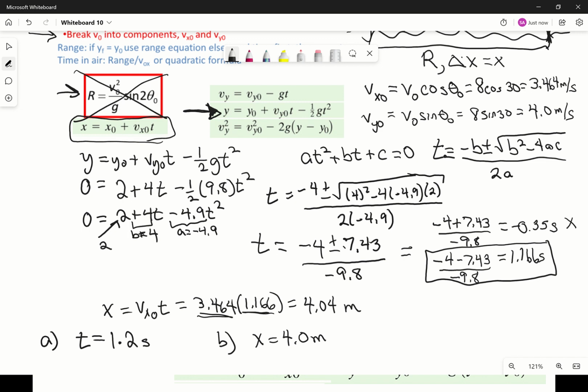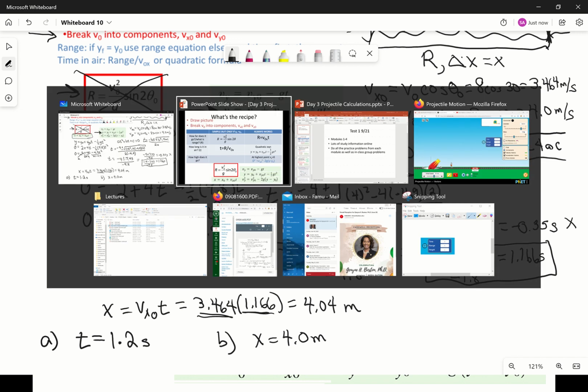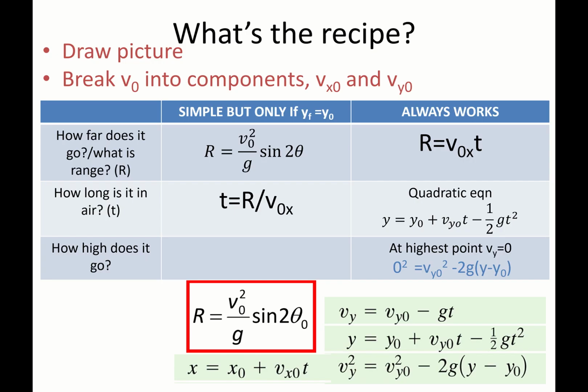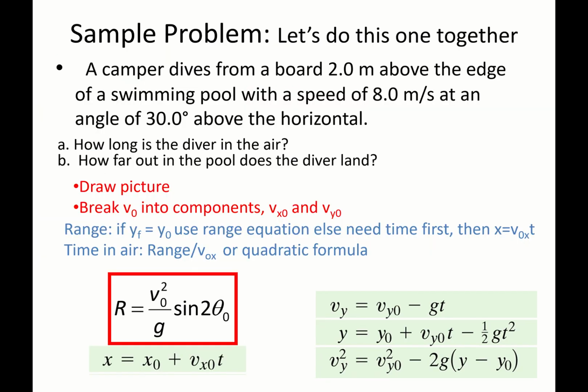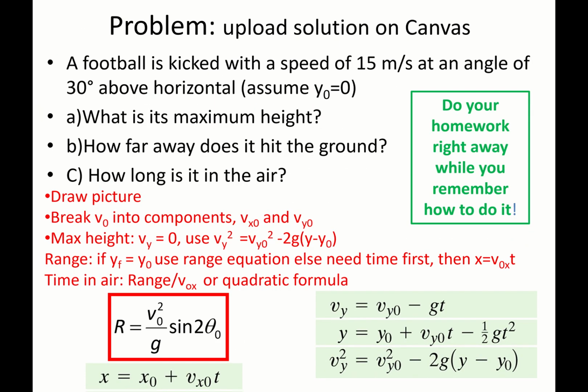Okay, so you need to go and solve some more problems, and so I'm going to start off by giving you a problem. You're going to upload the solution on Canvas. So here we've got a football. It's kicked from the ground. It says assume y0 is 0 with a speed of 15 meters per second at an angle of 30 degrees above the horizontal. And we want to find out what's the maximum height, how far away does it hit the ground, and how long is it in the air.